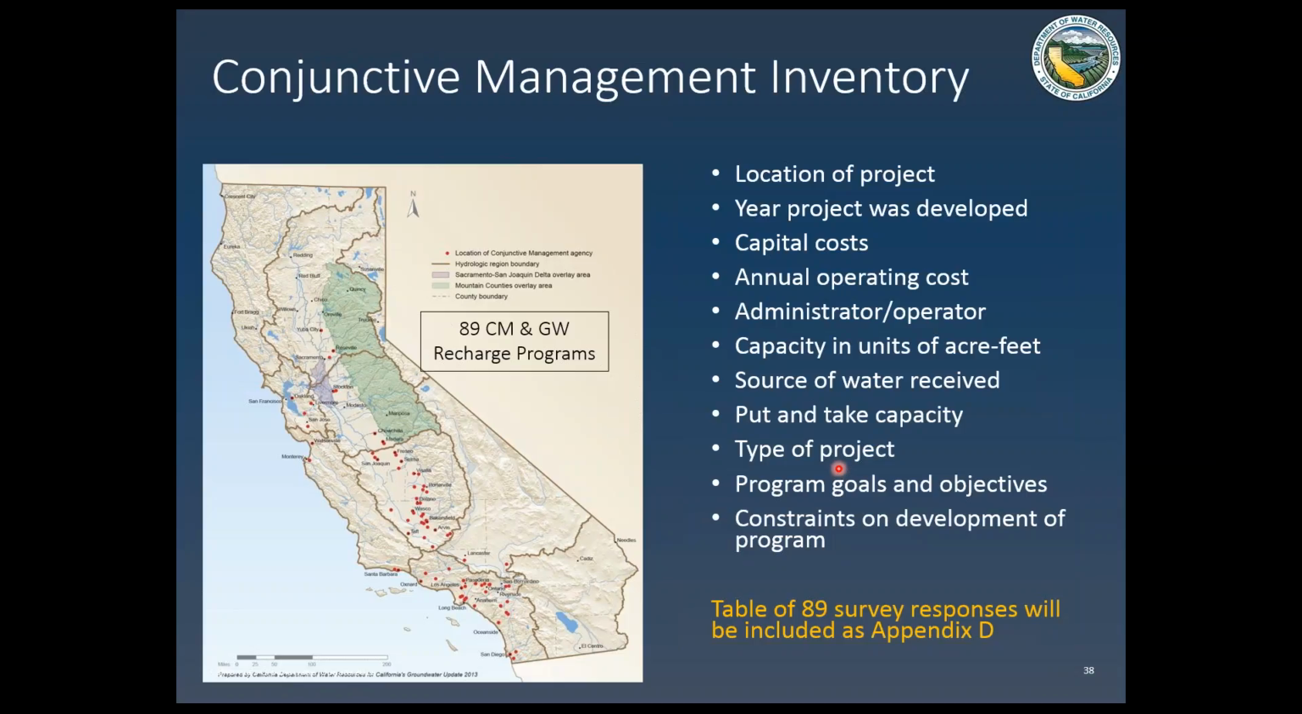Conjunctive management inventory. The majority of all the conjunctive management that we were able to identify through the water plan efforts were in the Tulare Lake and the South Coast. There were a few scattered around the San Francisco Bay Area, as well as San Joaquin, and some up in the lower part of the Sac River. For this presentation, we're only focusing on the statewide view here. There'll be appendices released in the next presentation that will go into more detail of these 89 responses that we received from the survey.